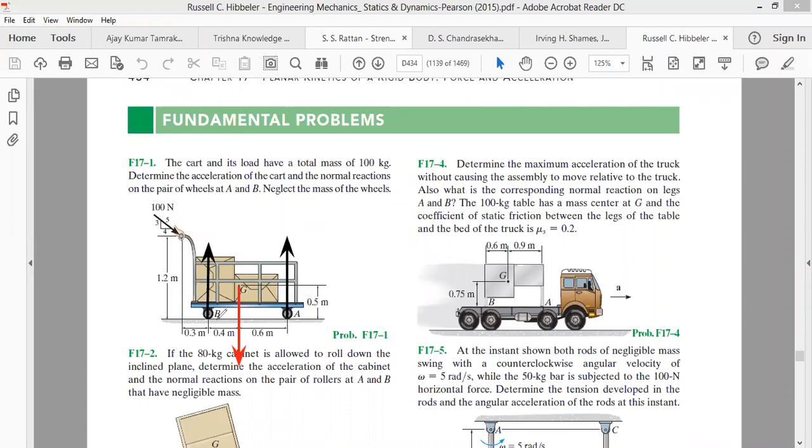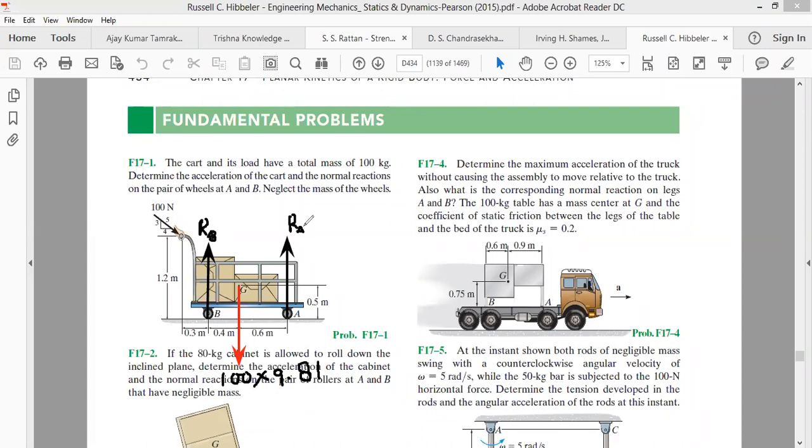The reason for this normal reaction is that the gravitational weight, that is mass, 100 kg, into 9.81, is trying to move the cart in the downward direction. But the cart does not have to go downward, therefore at the point of contact between the wheels and the surface, a normal reaction has to be produced in the upward direction that nullifies the effect of the gravitational weight. Let's write the reaction at end B as RB, and the reaction at end A as RA.